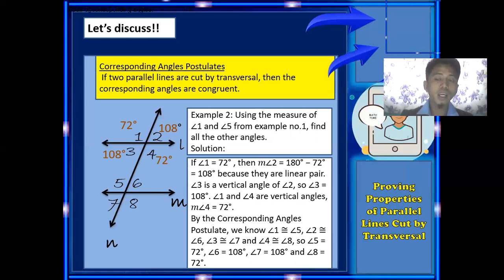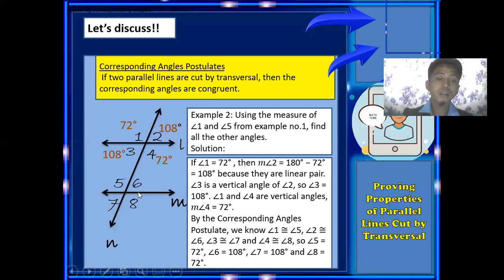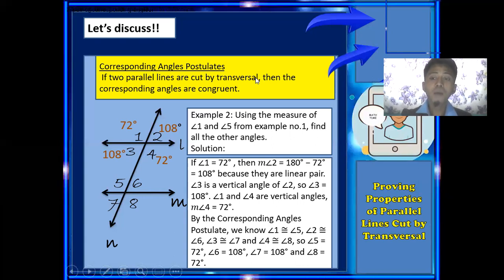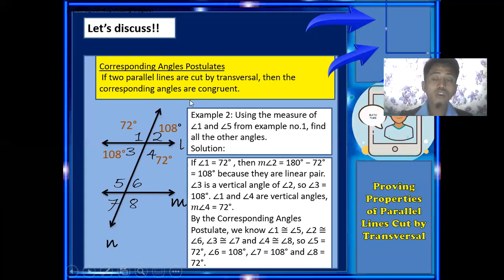So we can now easily identify the measurements of the lower part of the parallel lines cut by a transversal by using the concept of the corresponding angle postulate. Based on the corresponding angle postulate, if you have two angles that are corresponding angles, automatically their measurements are equal, or they are the same in measure.